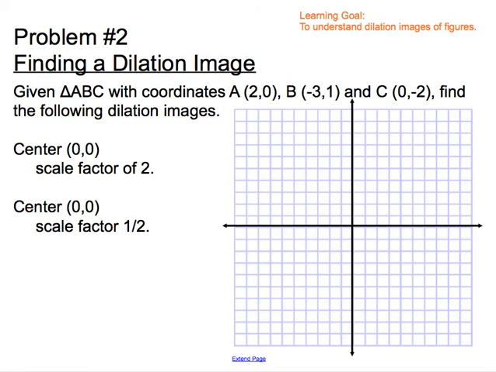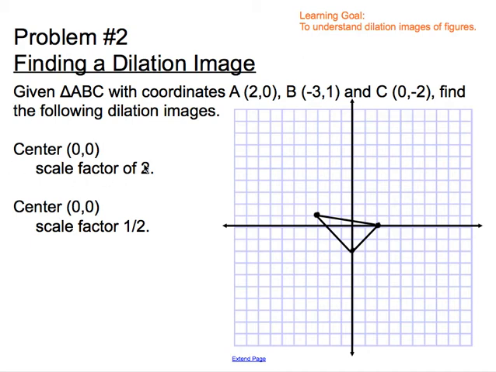Our second question has to do with finding a dilation image. Given triangle ABC that has coordinates A at (2, 0), so let's go ahead and plot that point, B at (-3, 1), and C at (0, -2). So here are the vertices of the triangle that we're looking at. Let's connect these points to make our triangle. So here's our original triangle, triangle ABC.